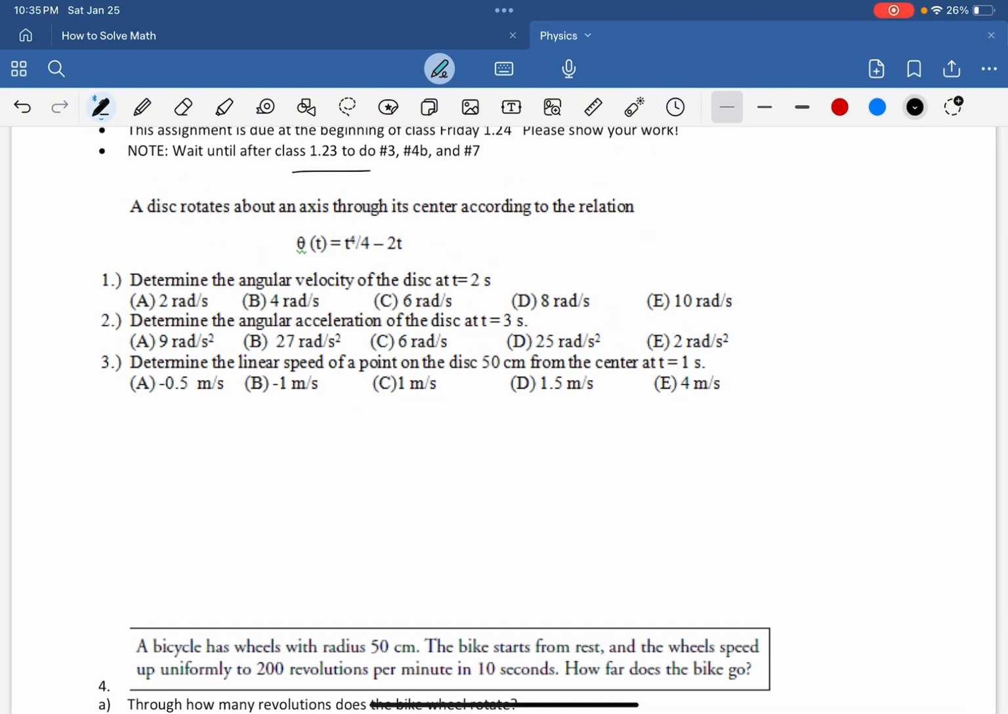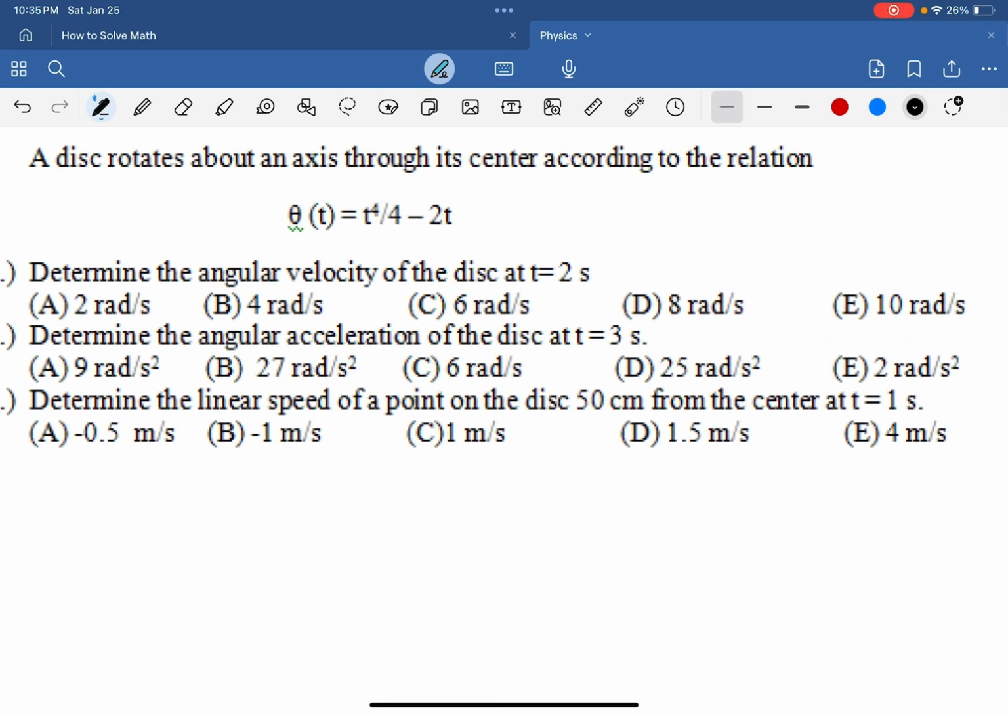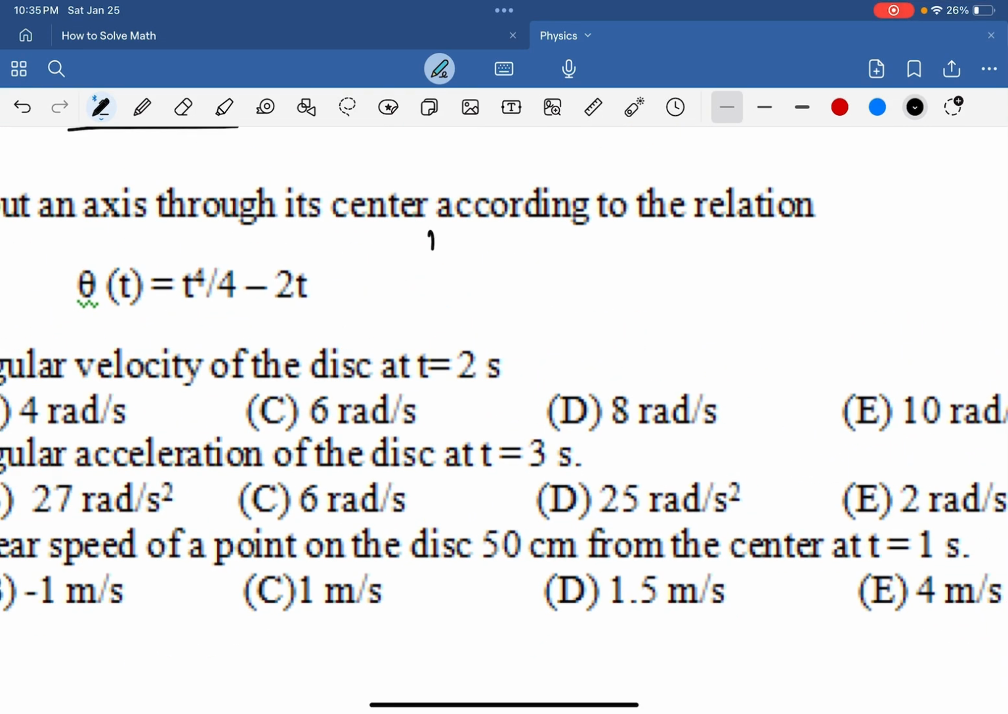Let's put all of this that we learned into use. So here we have the angular position equation: theta of t is equal to t to the power of 4 divided by 4, minus 2t. Determine the angular velocity of the disk at t equals 2 seconds. So we know that d theta over dt is equal to omega.